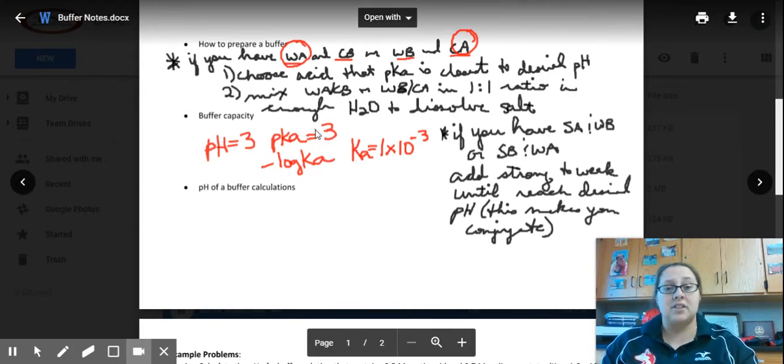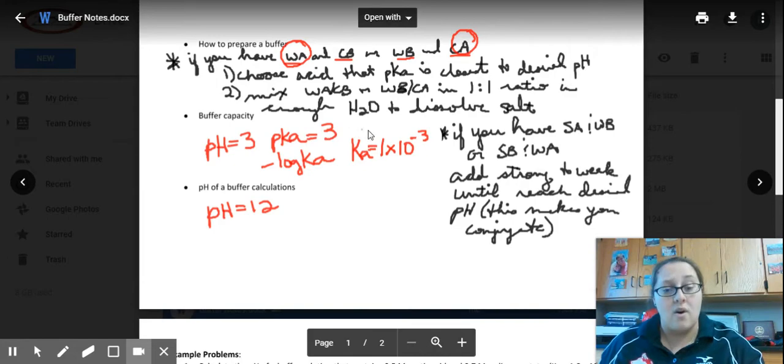Okay, so first and foremost, when I'm choosing a buffer, I have to choose the acid whose Ka value is closest to the pH that I want. If I want my pH to be 12, then I want to choose a pKa that is 12, or a Ka that is 1 times 10 to the negative 12. So that's the first thing that you have to do.